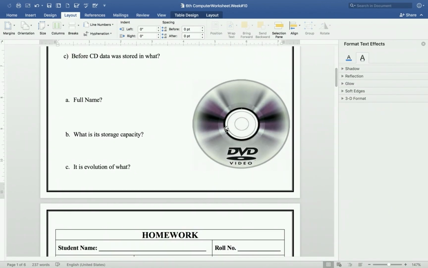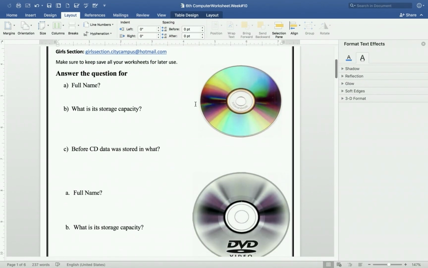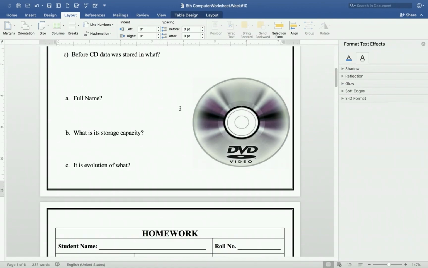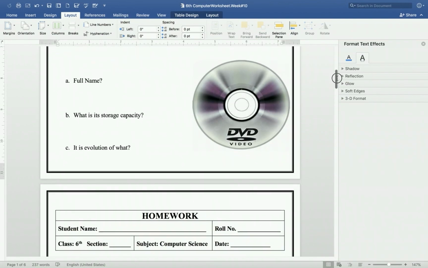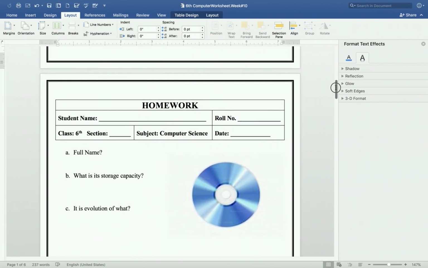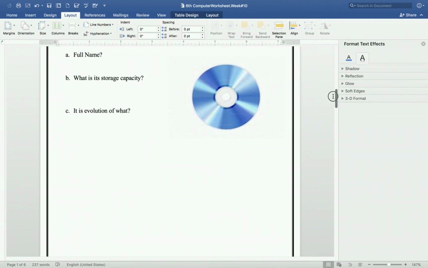Yes. Then its full name, digital versatile disk, rewritable. This was also rewritable, like compact disc rewritable. DVD is also rewritable. Digital versatile disk, rewritable. What is its storage capacity? It can hold data from 4.7 GB to 17 GBs. It's the evolution of what? It's the evolution of CD, compact disc.